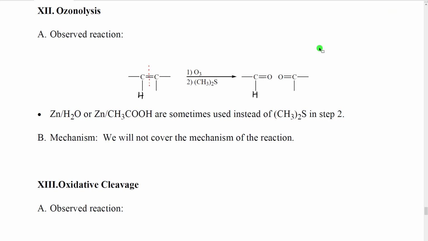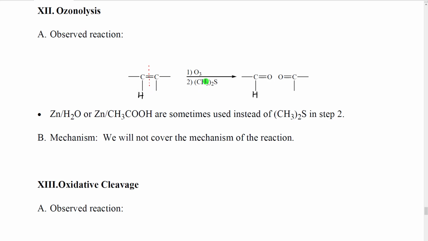The next reaction that we're going to look at is called ozonolysis. In this reaction, we're going to start with an alkene. Now, I have intentionally put a hydrogen on one of the positions of the alkene because depending on what is attached to the alkene before the reaction, we can get either an aldehyde or a ketone, as we shall see.